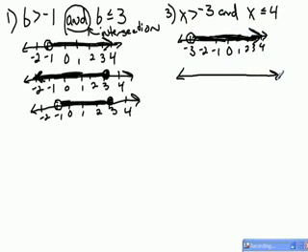And then we would have a second number line. I want to make it the same numbers. 1, 2, 3, 4. It says less than or equal to 4. That means it includes 4, so there's a dot, and it goes this way.